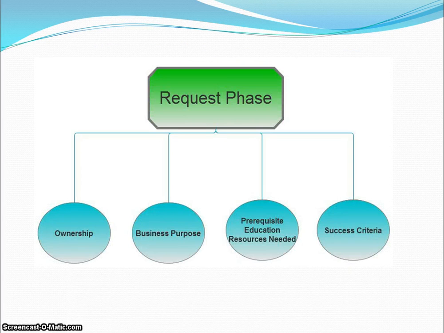The request phase, as the first in the life cycle, touches upon the foundation of the website. It's split up into 4 categories: ownership, business purpose, resources needed, and success criteria. These are all used to build a strong foundation for the site and help decide why, how, and for what reason content is made available.